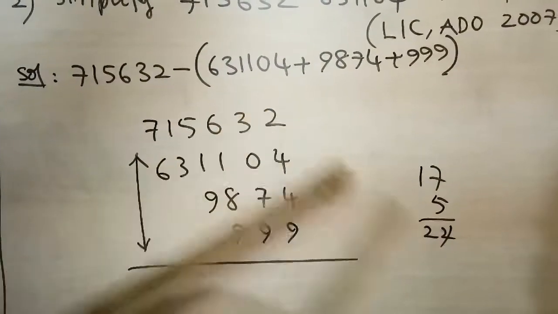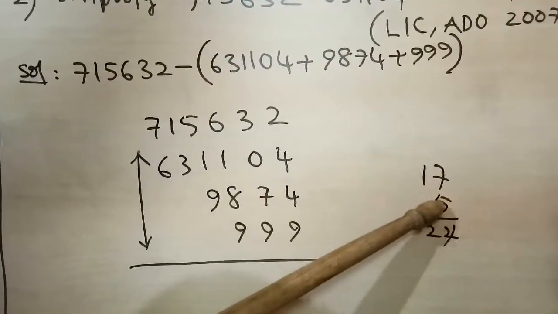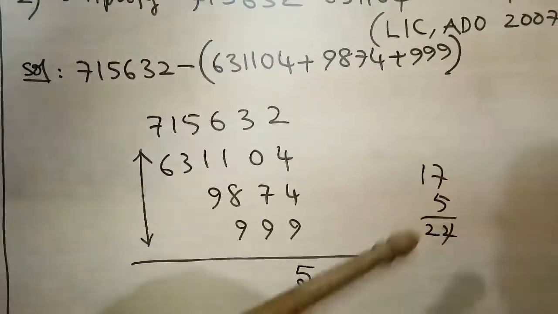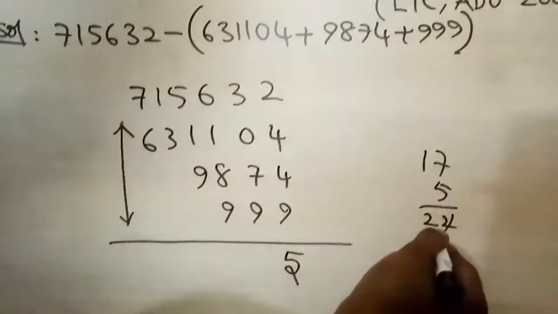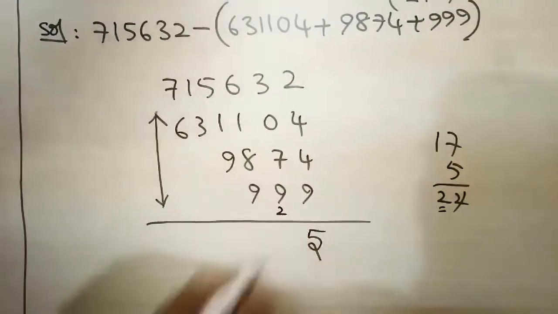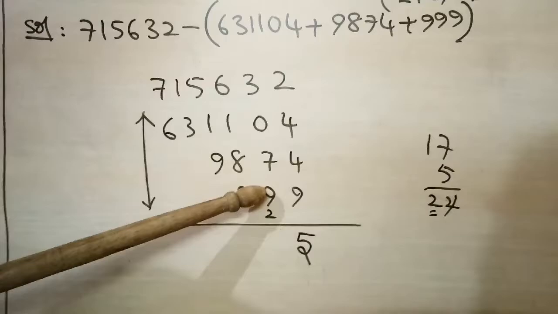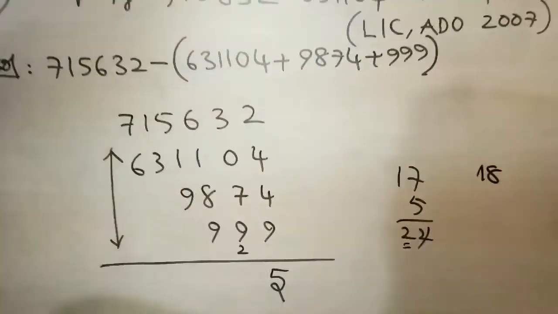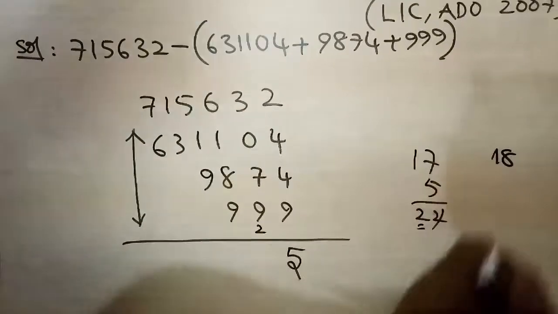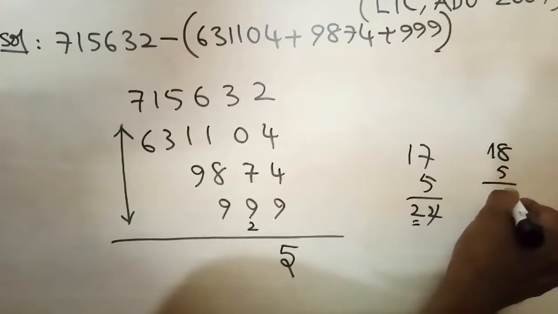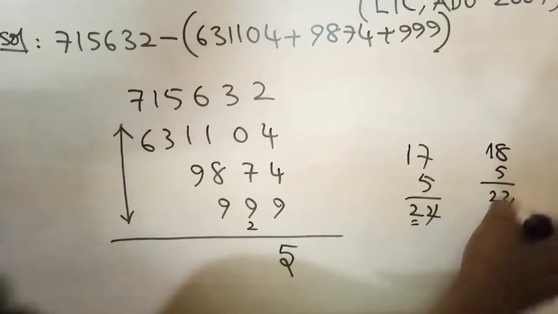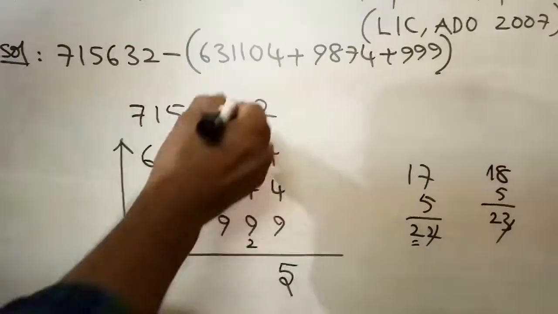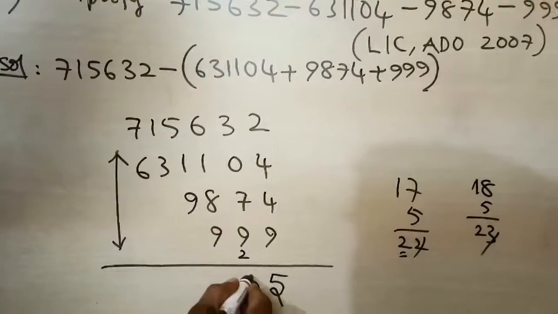Here to get this 2 I am adding 5. Therefore I can write that 5 here. Here 2 is there. Write this 2 here. 2 plus 9, 11, 18. 18 is there. We want to get 3. Means 18 plus 5 only we will get 3. Therefore to get this 3 I am adding 5. Therefore we will get 5 here.